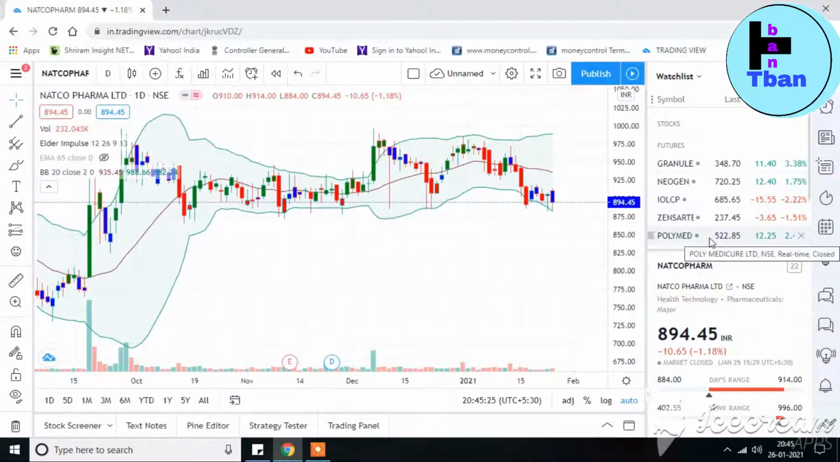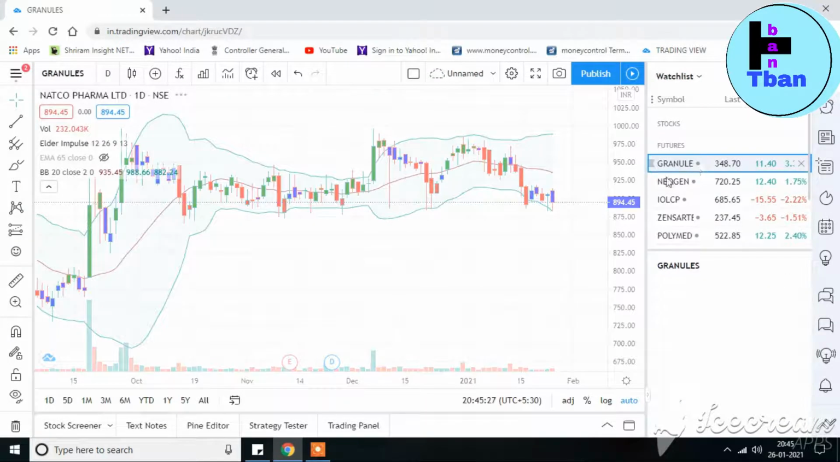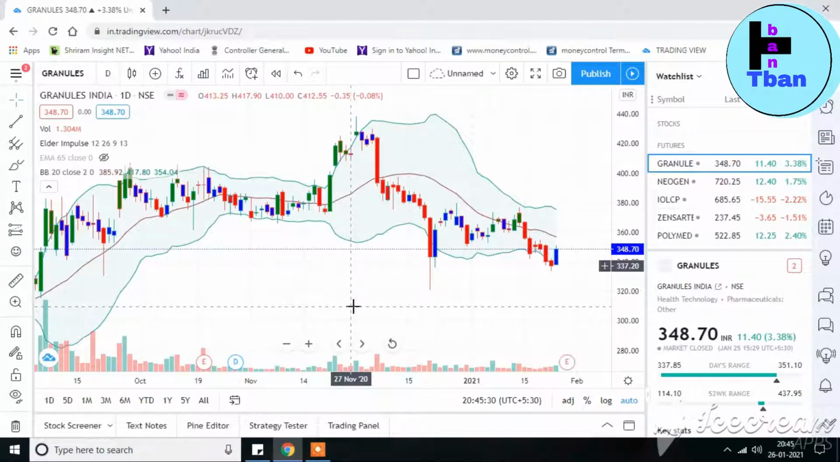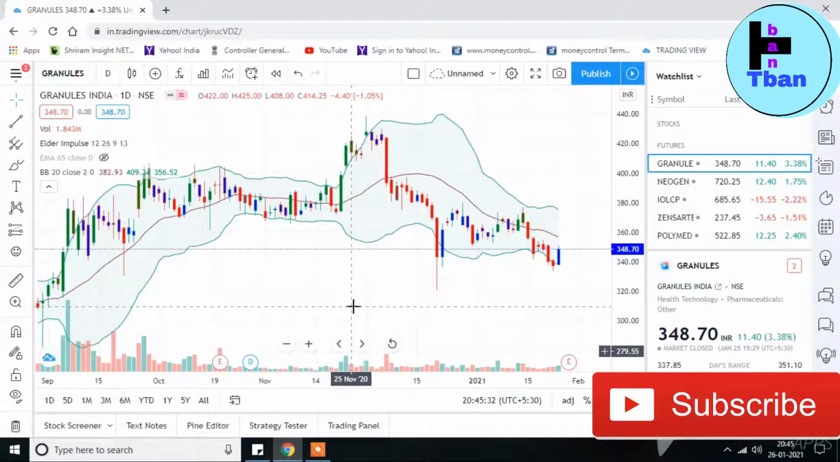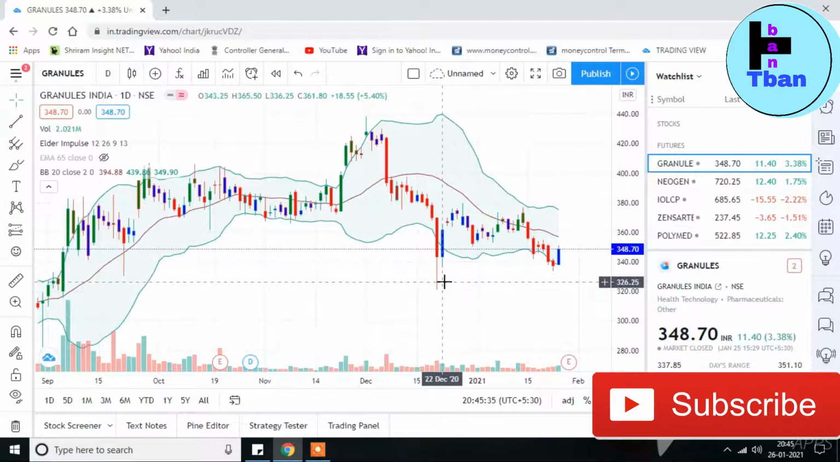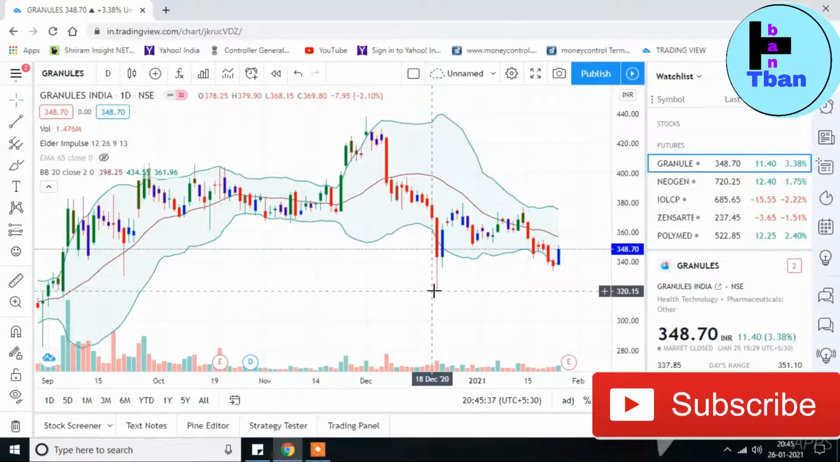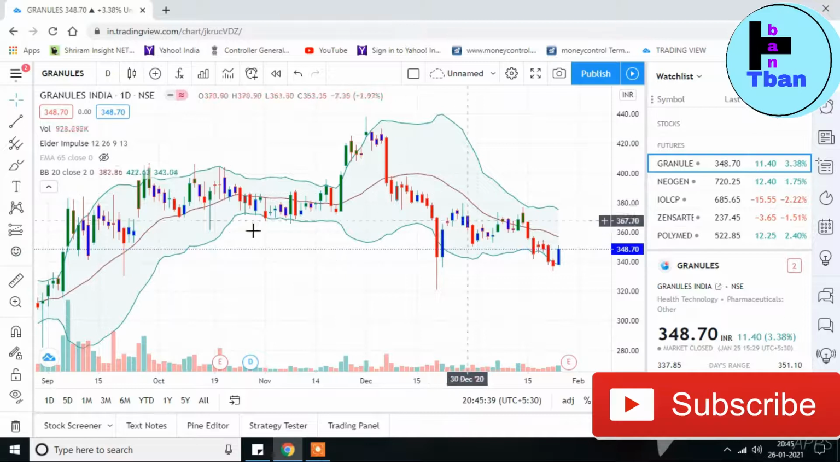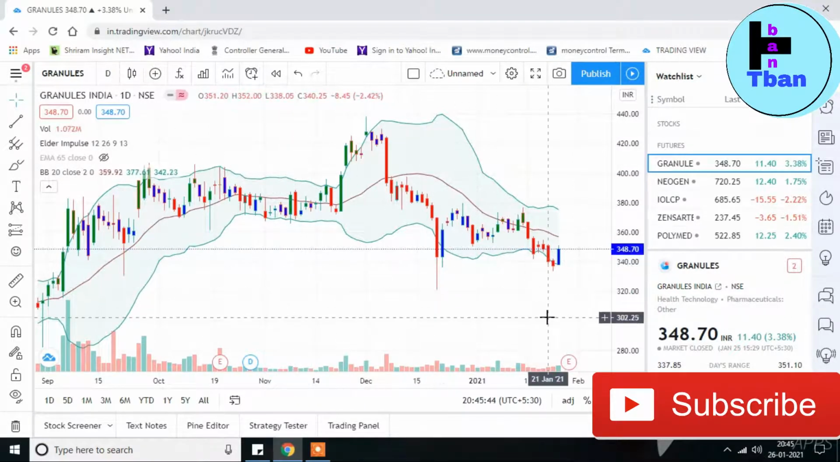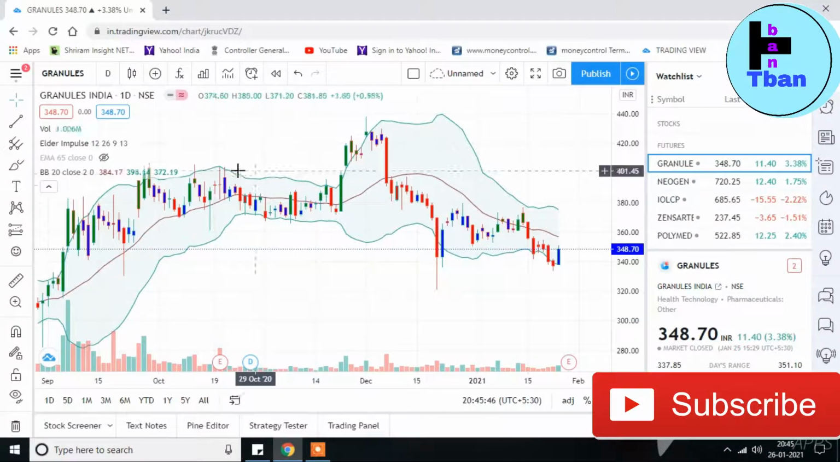Next I am taking another, this is Granules, the daily chart. Here you also see a good picture from these places. At any place you can do a backtest, you can get a good result. Here the Bollinger Band is squeezed, so you also get these places. Here the blue candles, these are neutral candles. After that the green candle formed above the blue candles. You can take entry from these places.